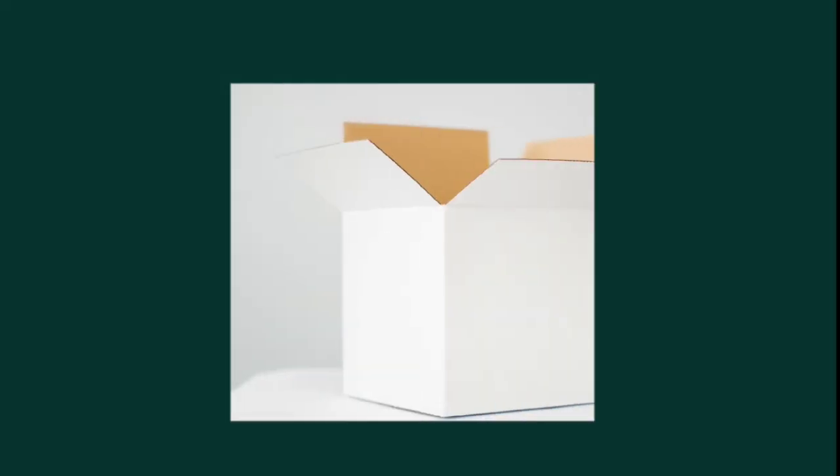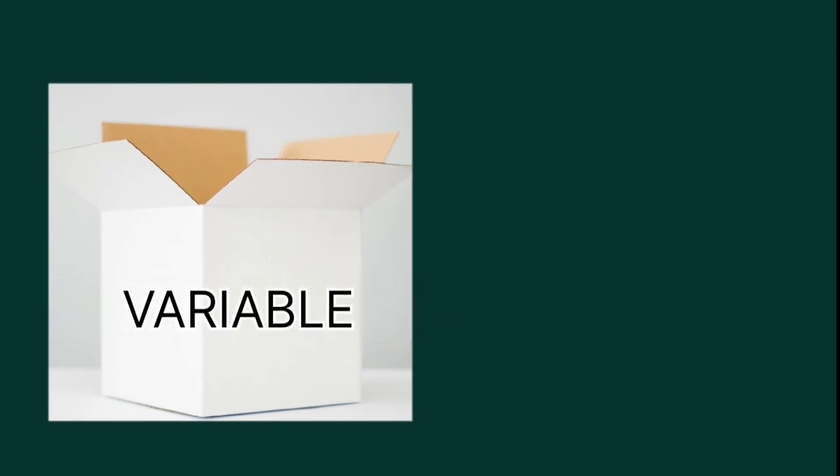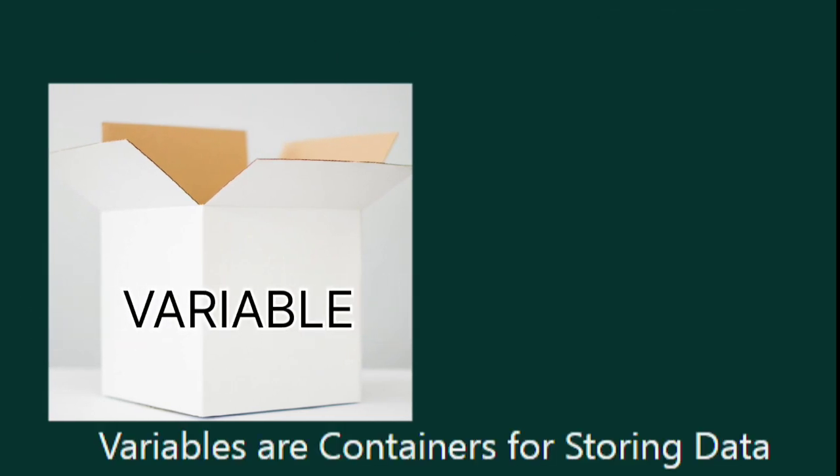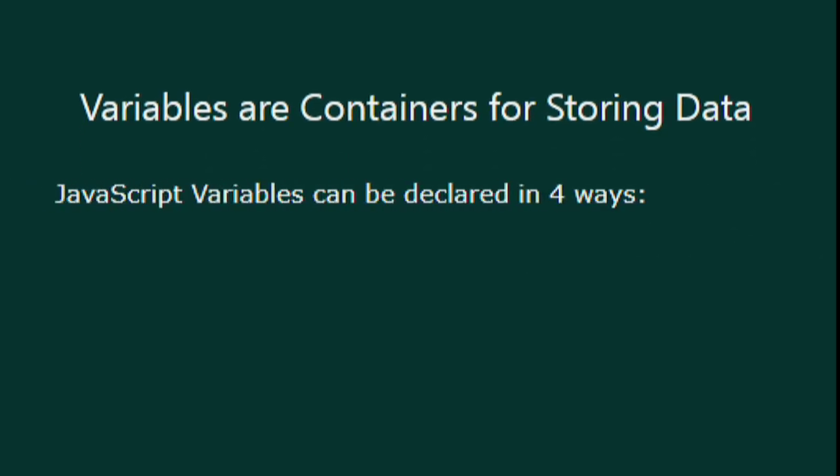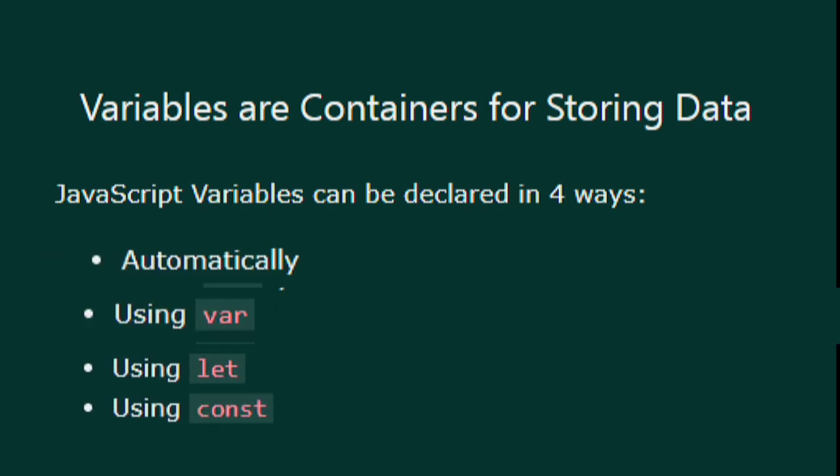Whenever we want to store some stuff, we use a container. Variables are the container for storing data. JavaScript variable can be declared in 4 ways: automatically, using var, using let, using const.